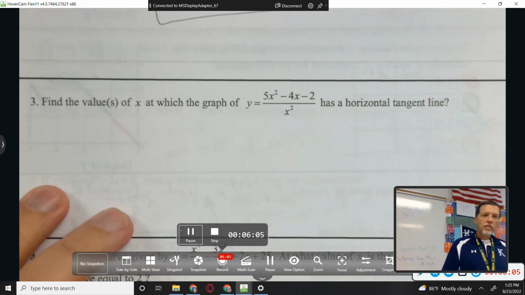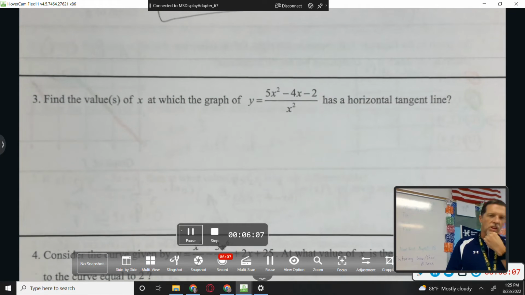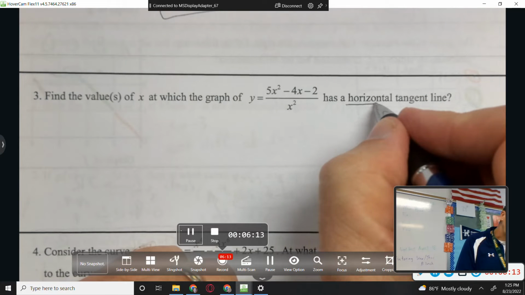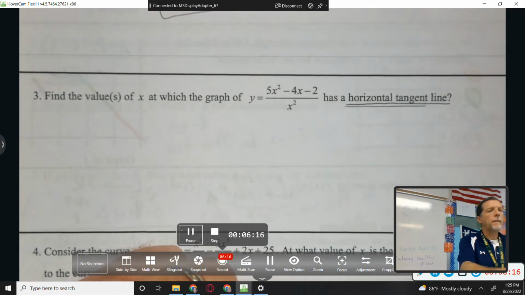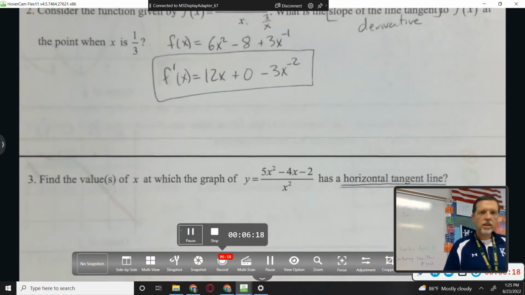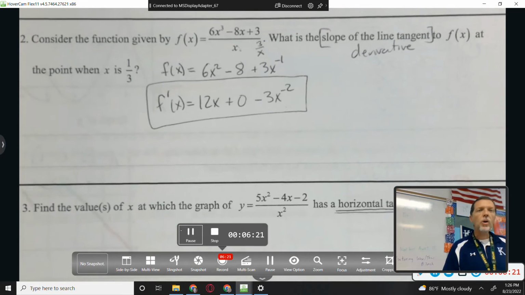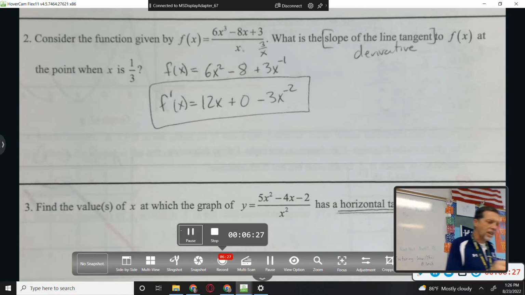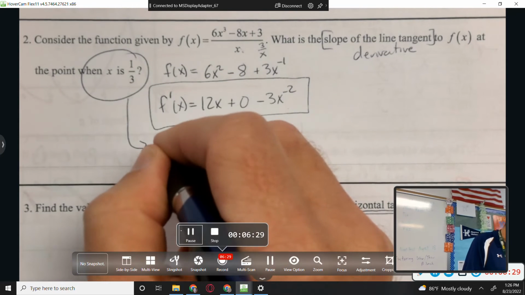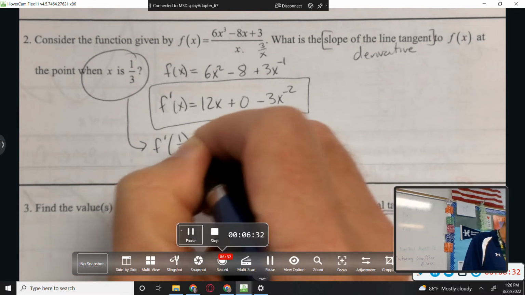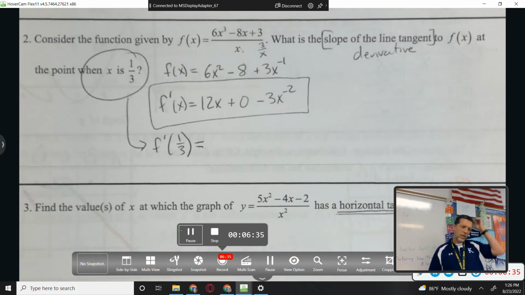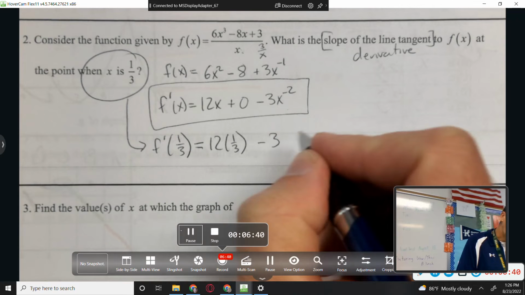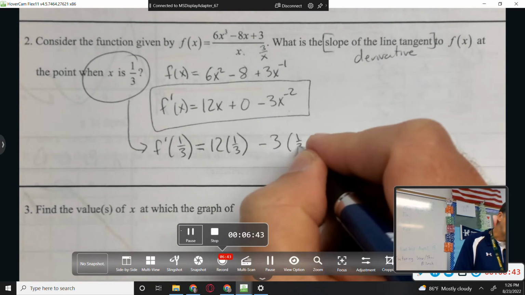Number 3. Find the values of x at which the graph of this thing has a horizontal tangent line. Mr. Wolf, on the last one, you think you're wrong on the last one. Uh-oh, you think I'm wrong on the last one? Because you're supposed to plug in to find. Oh, yes. Thank you. Got so excited to get the right answer, I did not plug in when x is 1/3. Points taken off. Absolutely. So let's plug in 1/3. 12 times 1/3. Handle that. Uh-oh, 1/3 to the negative 2.